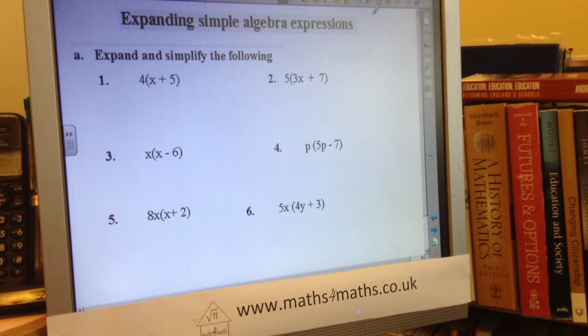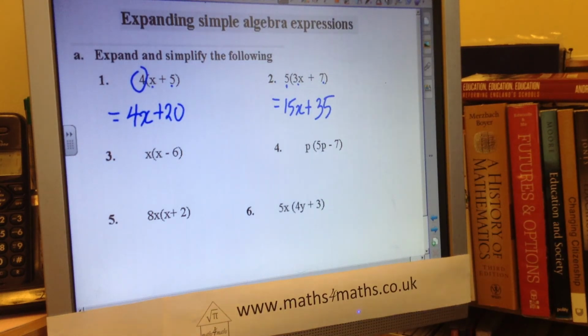Expanding brackets. To expand brackets, all you need to do is to multiply out each of the terms inside the bracket by the term outside the bracket. So in this case we have 4 outside, so we multiply 4 by x to give us 4x and 4 by 5 to give us 20. Next one, 5 times 3x will give us 15x, and then 5 times 7 will be 35.